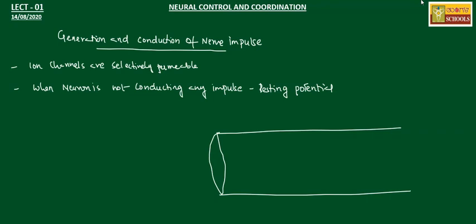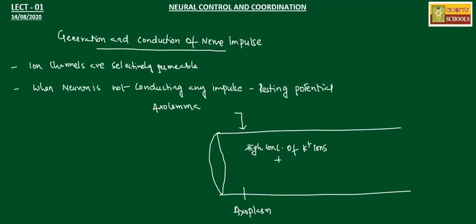So this inside is axoplasm, and here we have axolemma. And inside the axoplasm, what are the different ions present? When this is at a resting condition, there are more potassium ions. So inside the axoplasm, I'll just mention here, there is a high concentration of potassium ions.